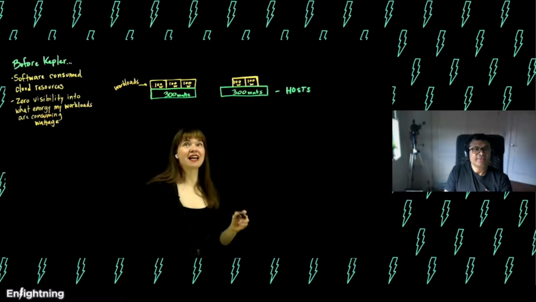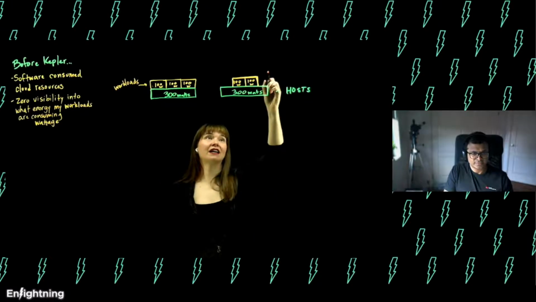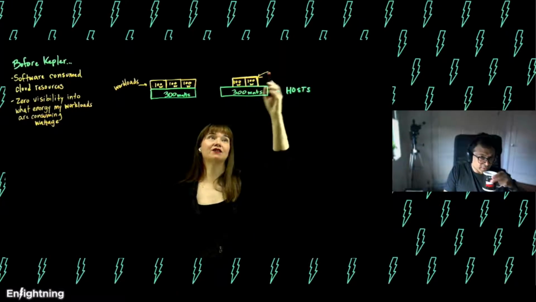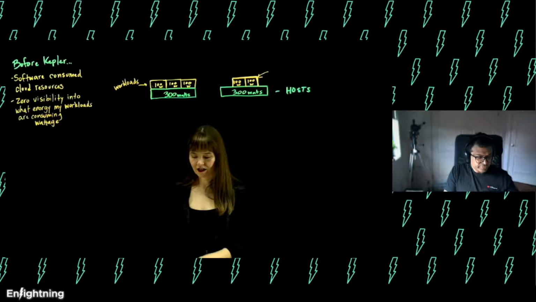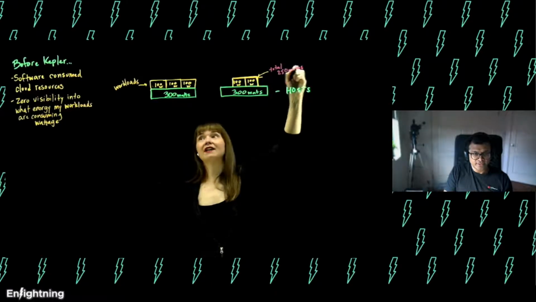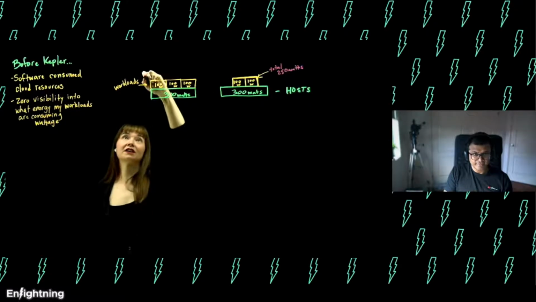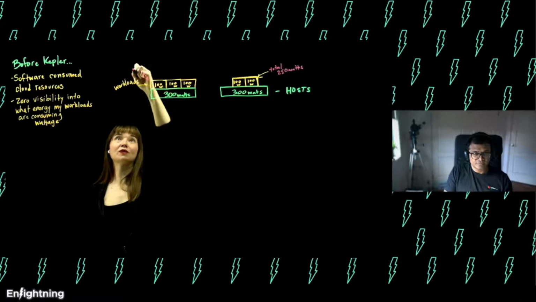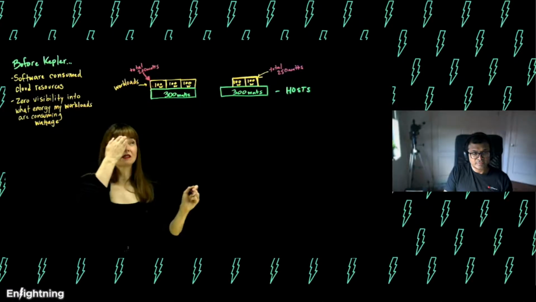So we can say a workload running over here where it's not optimized is using 250 watts altogether, where a single workload running over here is only using 200 watts.